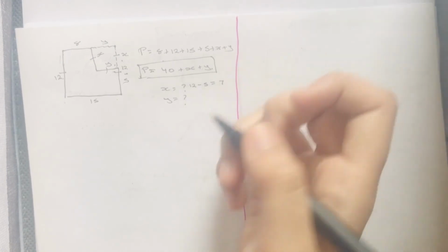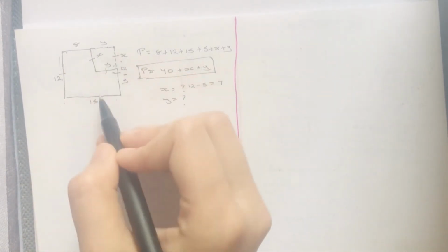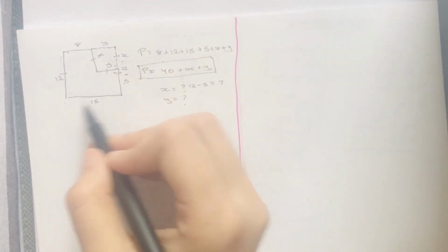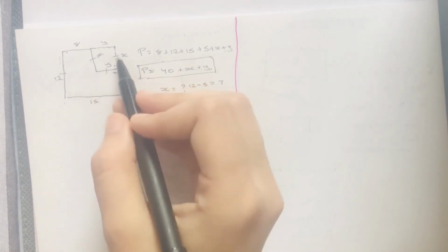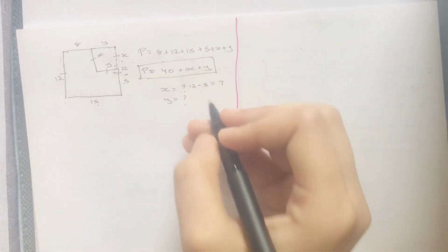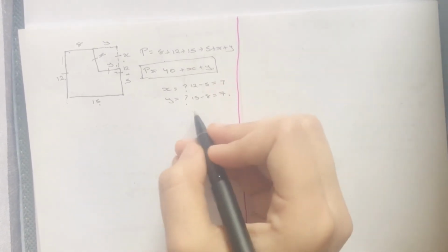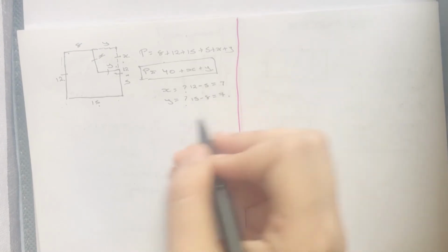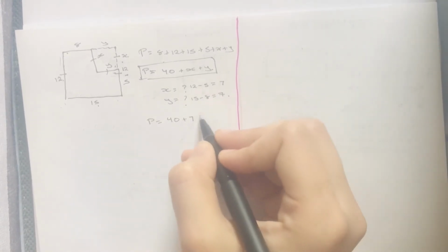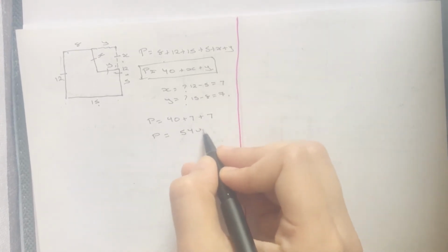We find Y the same way. 8 and Y make up 15 because they're opposite sides of a rectangle. They're equal. So 8 plus Y is equal to 15. To get Y, you do Y is equal to 15 minus 8, that is also equal to 7. So now you know X is 7, Y is 7, so let's just substitute. So P is equal to 40 plus 7 plus 7, that is equal to 54 units.